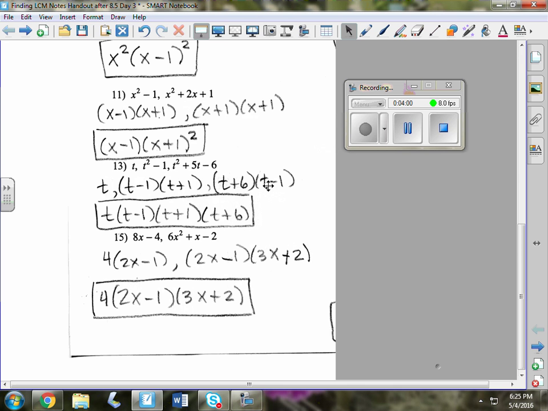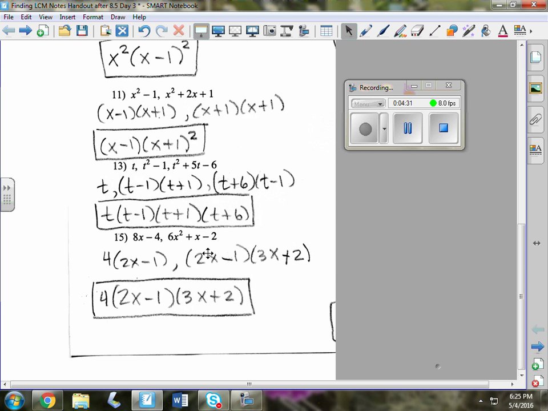In number 13, I've got a t. I'll factor the t squared minus 1, and I'll factor the t squared plus 5t minus 6. So the bases I have are t, t minus 1, and t plus 1, and then also a t plus 6. None of them ever repeat in each snapshot, so they're all just to the first power.